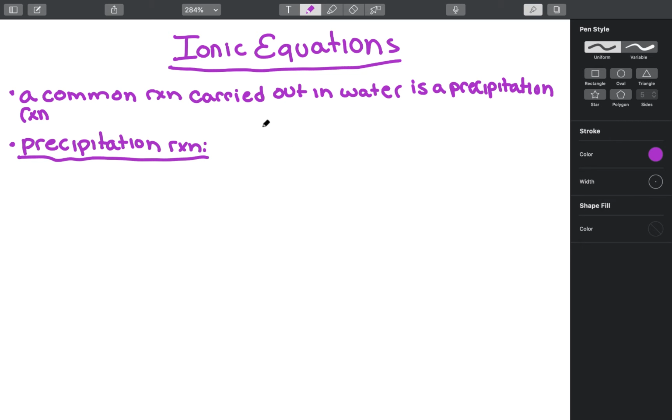So today we're going to be talking about ionic equations. And one of the most common reactions carried out in water is something called a precipitation reaction. So what is a precipitation reaction?